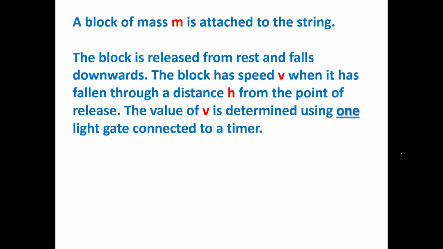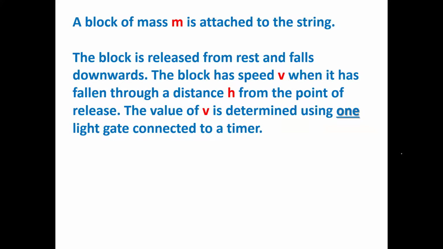A block of mass m is attached to the string. The block is released from rest and falls downward. The block has a speed v when it has fallen through a distance h from the point of release. The value of v is determined using one light gate, which the examiner has highlighted, one light gate connected to a timer.